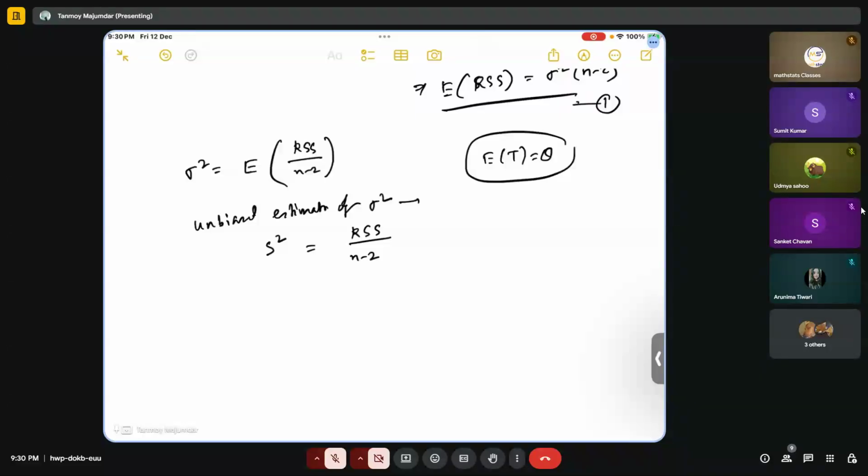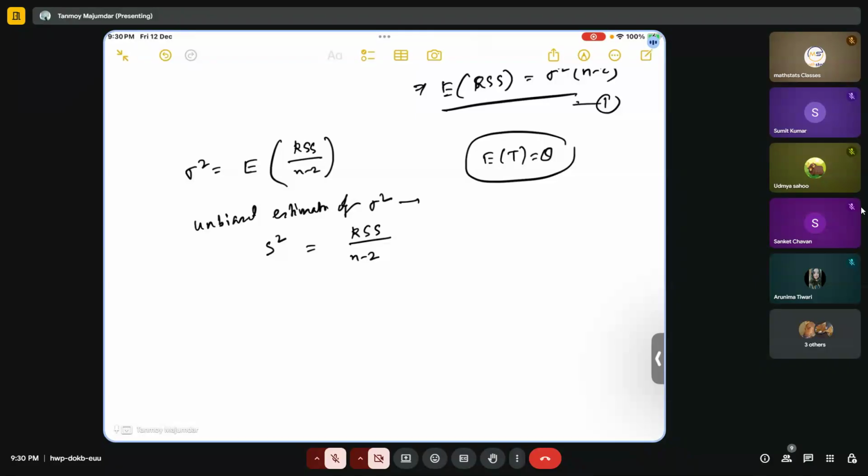So that is very easy to understand: when the value is not available, what is the variance of y? When it is not available, then we can use the sample variance, which is obtained by the residual sum of squares by n minus 2.